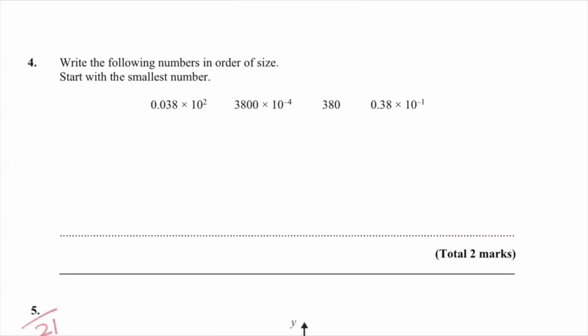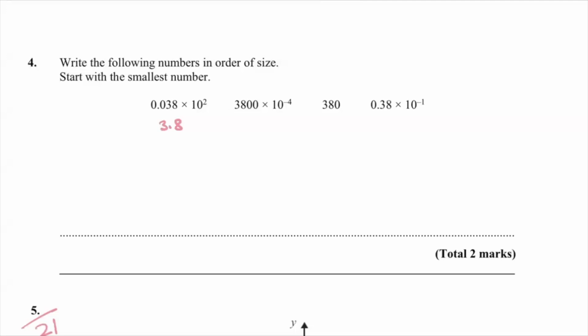Question 4, we've got to write these in order of size with the smallest first. And we need to get these so that they are all written in the same way so that we can actually make that comparison. So we're going to turn all of these into ordinary numbers and then we can compare. 10 to the 2 is timesing by 100. That would give me 3.8. We've got times 10 to the negative 4.